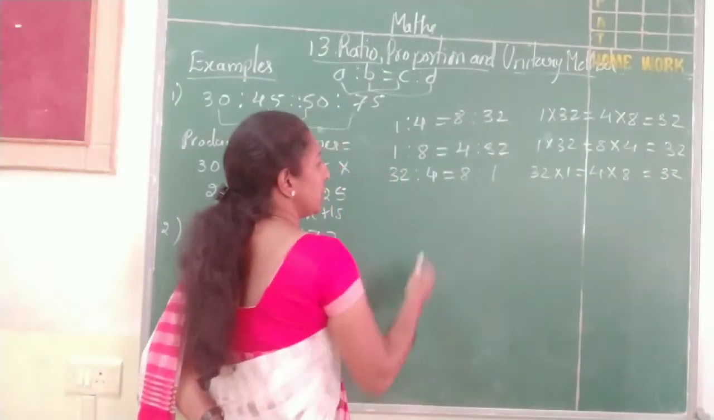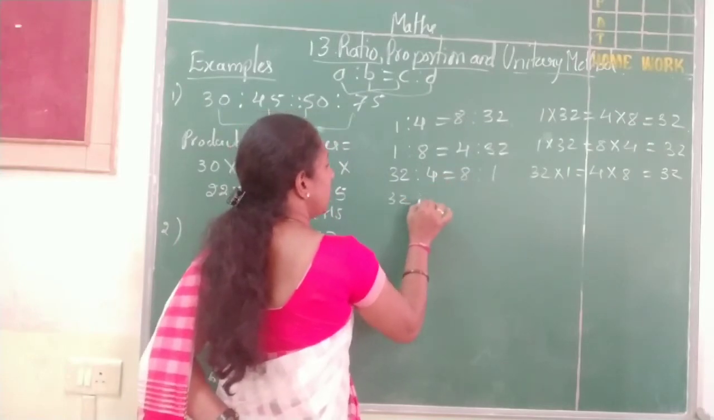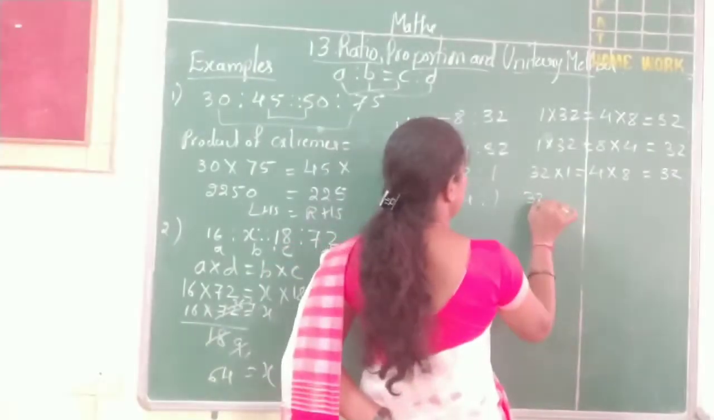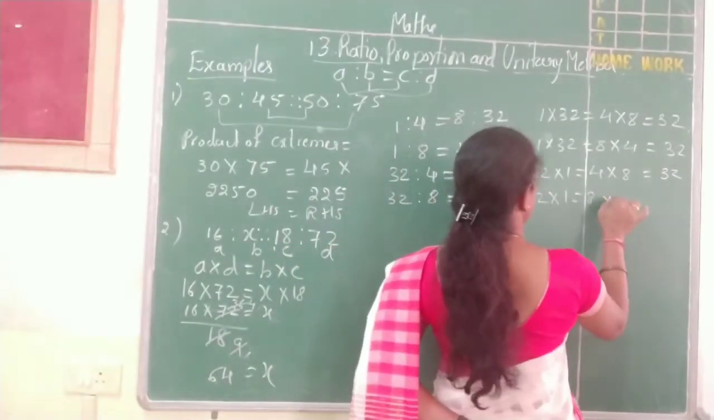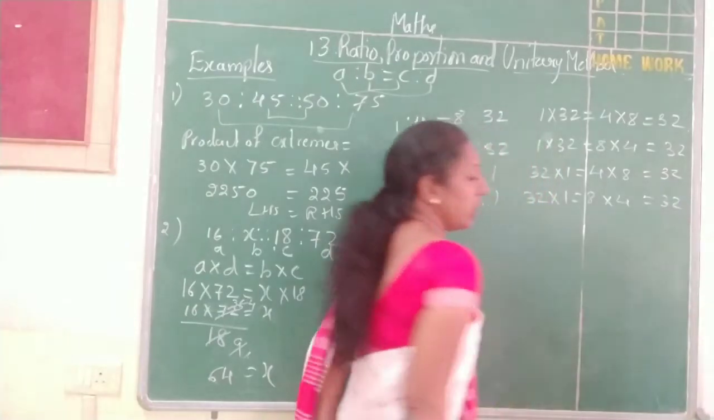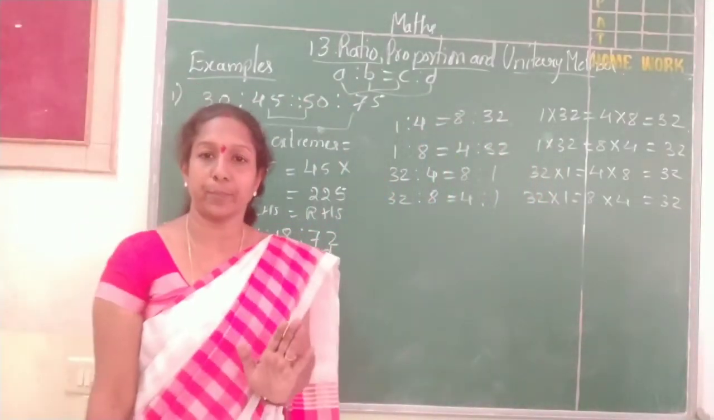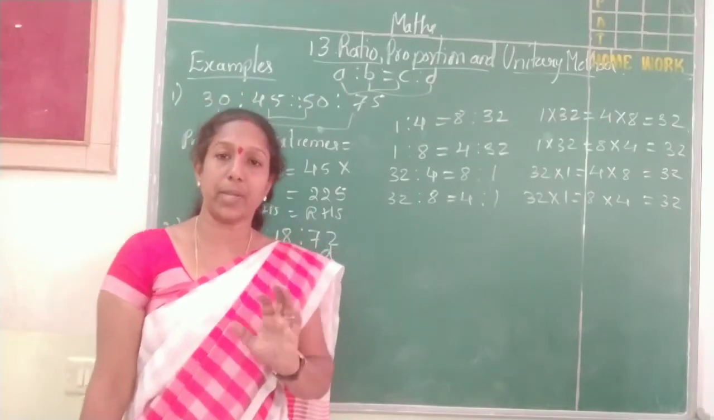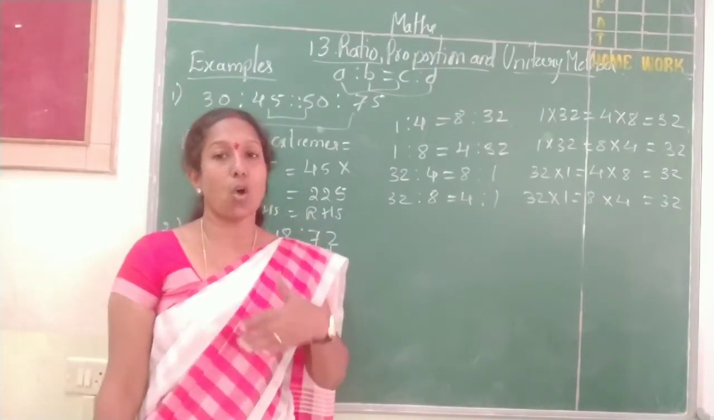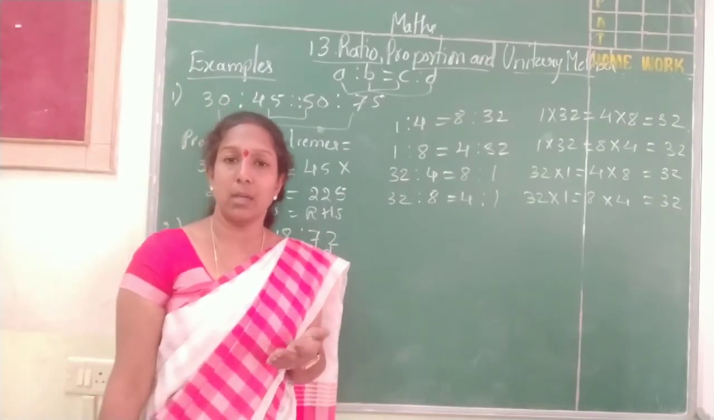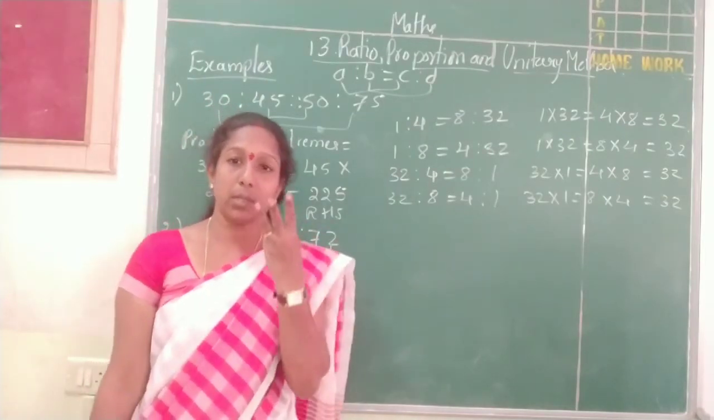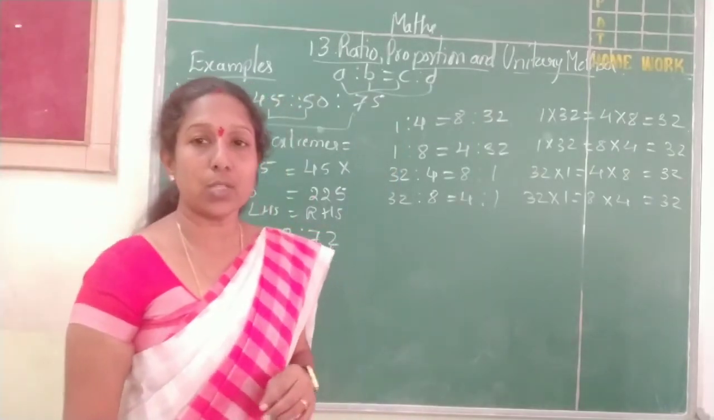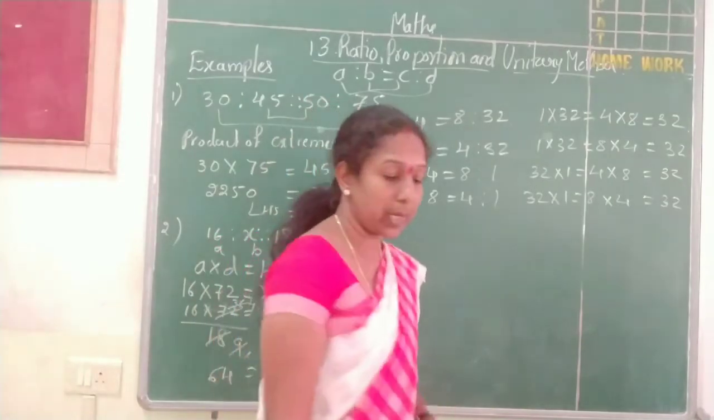One more we can write, that is interchanging these: 32 is to 8 is equal to 4 is to 1. So here 32 into 1 is equal to 8 into 4 is equal to 32. So here the proportion is not changing, only we are changing the order. By changing the order, we can write the same proportion. So how many more can we make? By using the same proportion, we can make 3 proportions. Including that, it will be 4. Okay, so like that, by interchanging the numbers, we can do that.